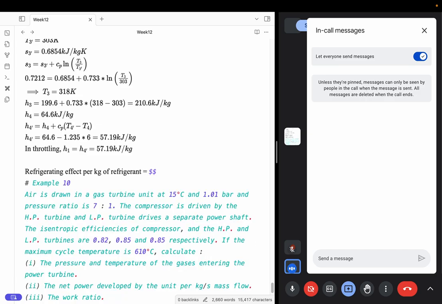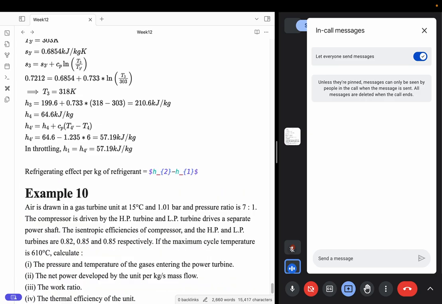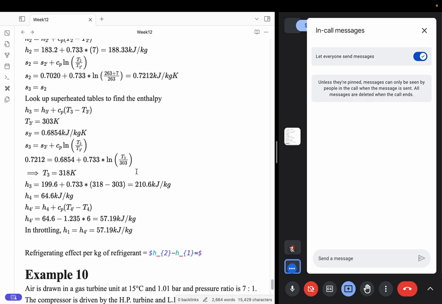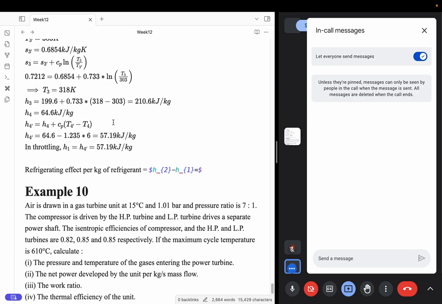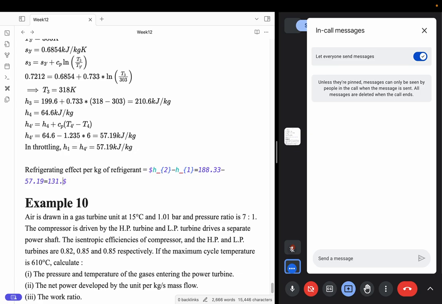This is straightforward. That is H2 minus H1. I have already written down the values of H2 and H1. H2 is 188.33 minus H1, 57.19. That is 131.14 kilojoule per kg.